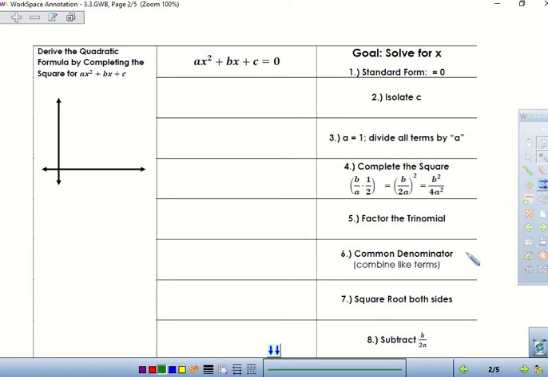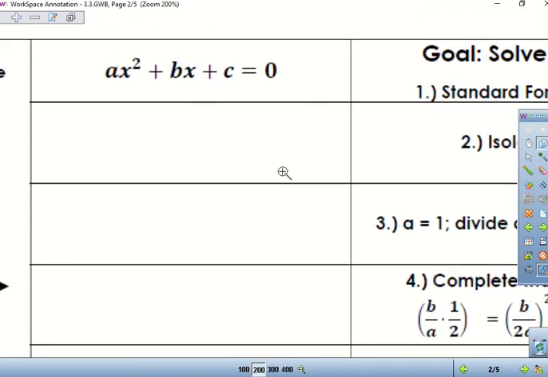But in order to solve for x here, just like when we did notes on Thursday, we have to complete the square. So you're basically going to be completing the square just like we always do, but instead of with numbers, we're going to be using letters like a, b, and c. Okay, so let's follow through with the steps. I'm going to go ahead and go through all of them with you.